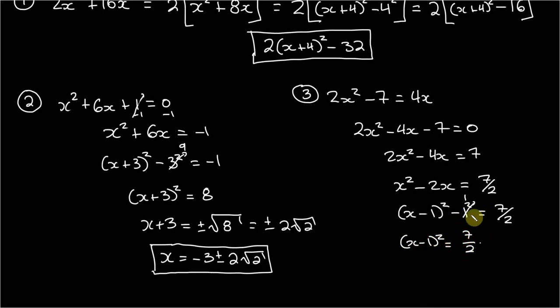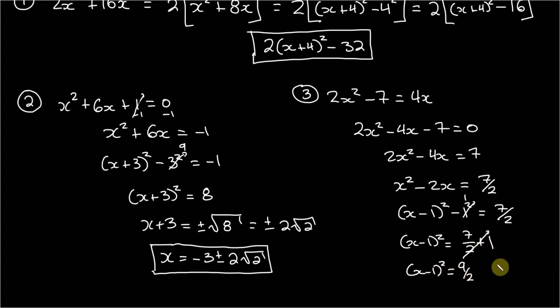So we're going to add 1 to both sides, I should say. So it's plus 1. And that's going to be 9 over 2. 7 over 2 plus 1 is 9 over 2. Or maybe I'll just write it this way. So x minus 1 squared, running short of space here, is going to be 9 over 2.